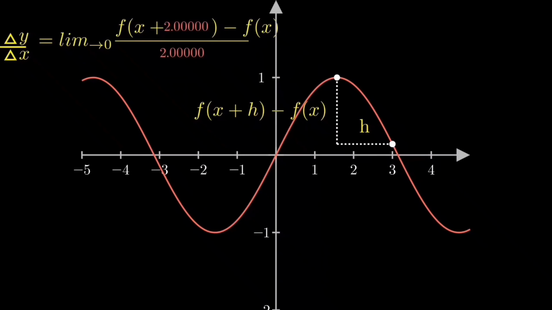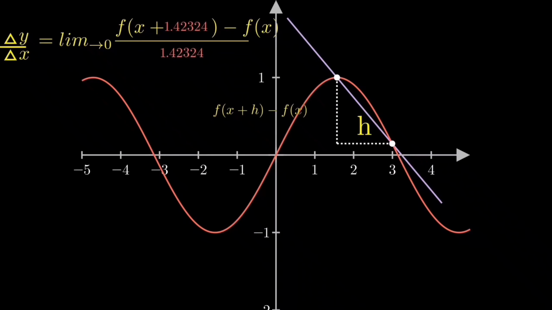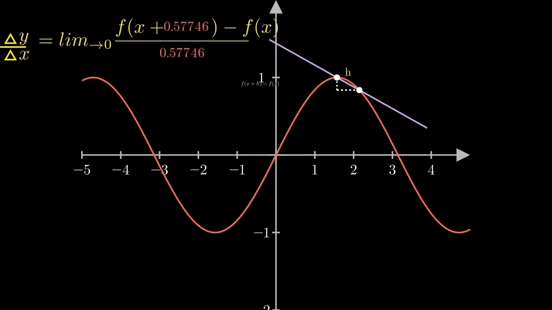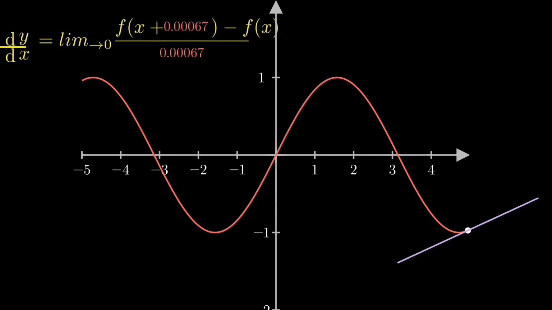Here, if we draw a line between these 2 points, now decrease the value of h nearly to 0. Now this represents the slope of the tangent line. Now this line represents the slope at different points of the graph.